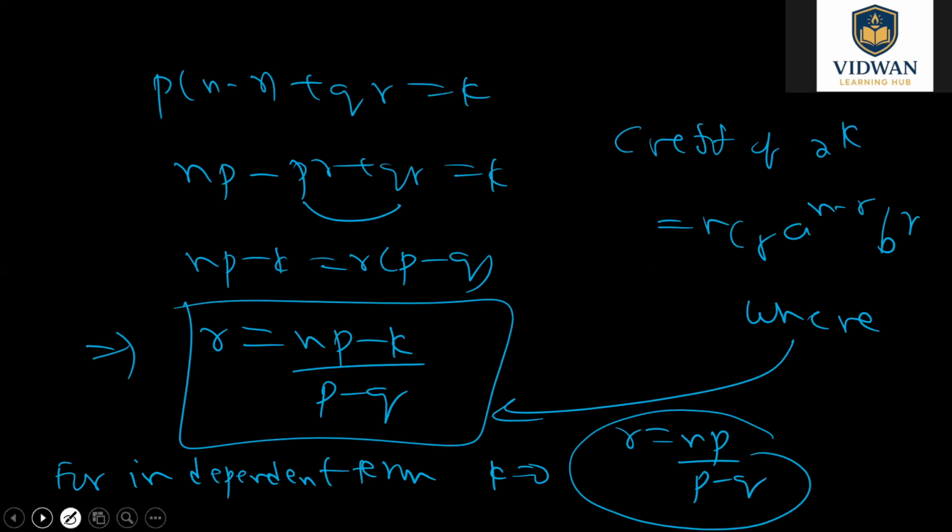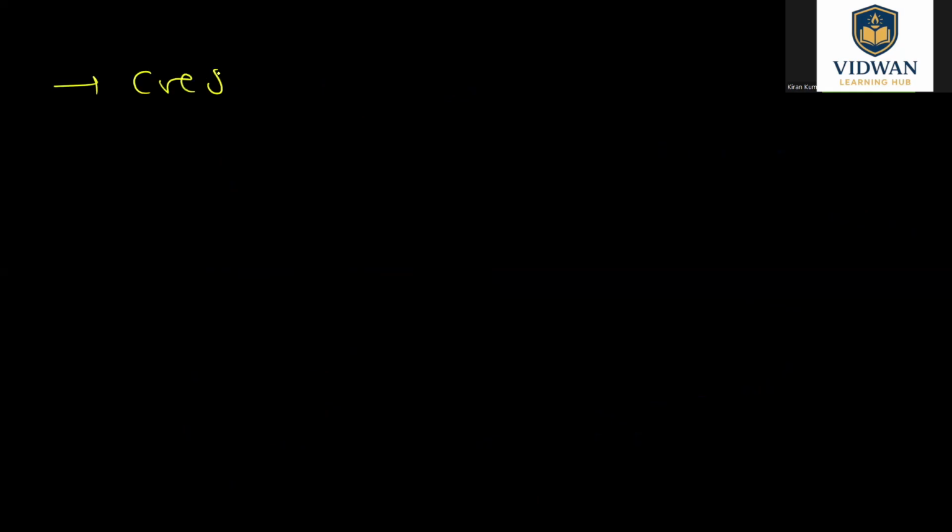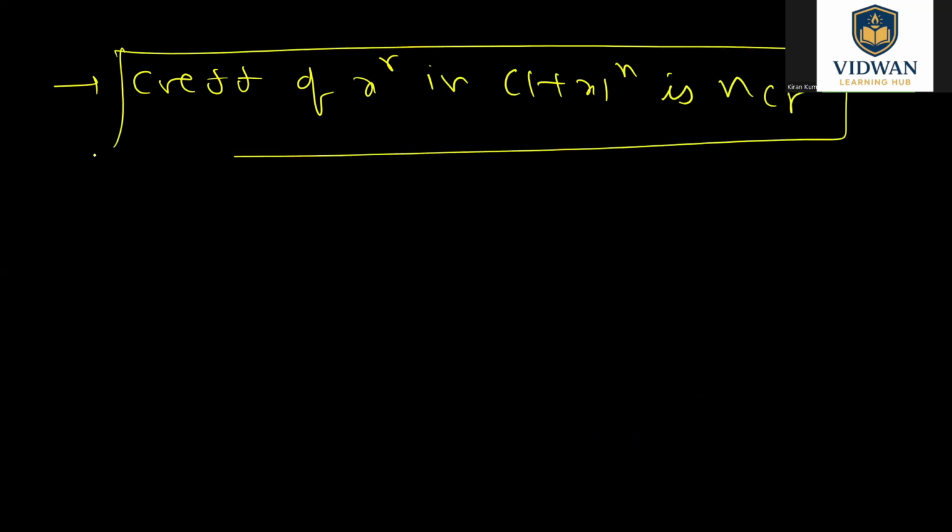Okay. And one formula you can remember: whenever you want to find the coefficient of x^r in (1 + x)^n, and we use it frequently, it is nCr. This you can just remember because we are going to use it frequently. So let us do questions on this. The first question is based on the independent term, and that is from JEE 2013.